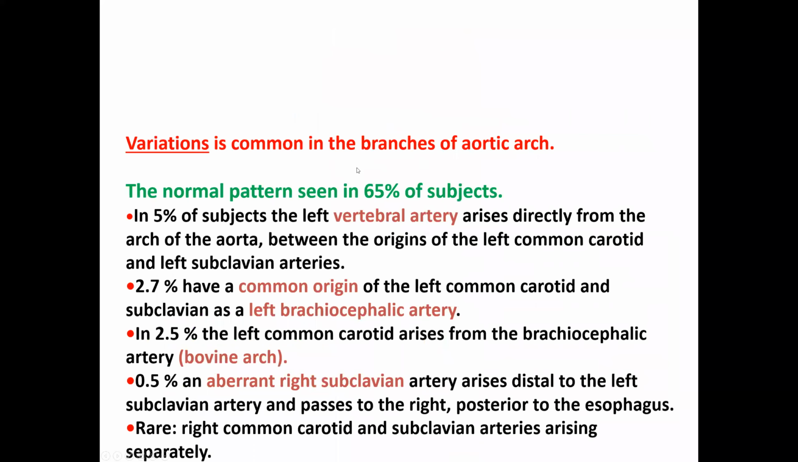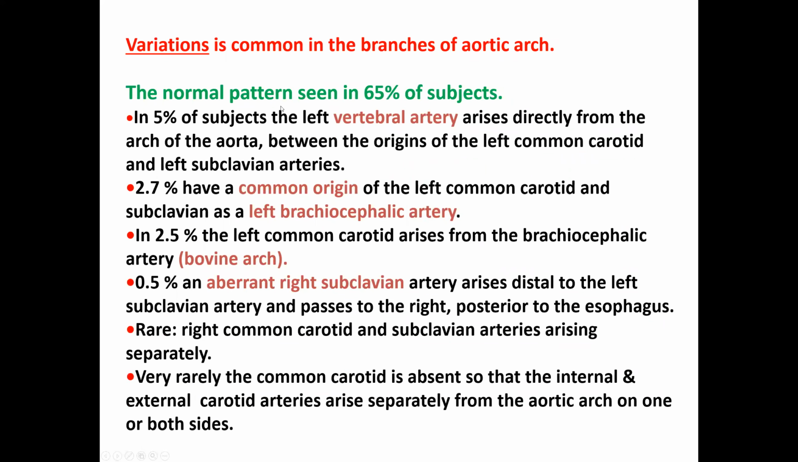Variation is common in the branches of the aortic arch. The normal pattern is seen in 65% of subjects. In 5% of subjects, the left vertebral artery arises directly from the aortic arch between the origin of the left common carotid and the left subclavian arteries. In 2.7%, there is a common origin of the left common carotid and subclavian as a left brachiocephalic artery. In 2.5%, the left common carotid arises from the brachiocephalic artery, which is called the bovine arch.